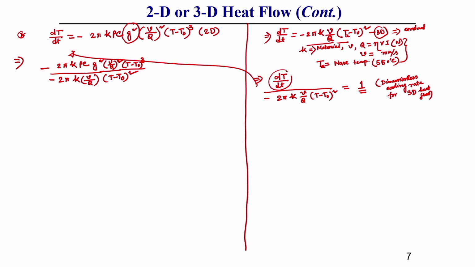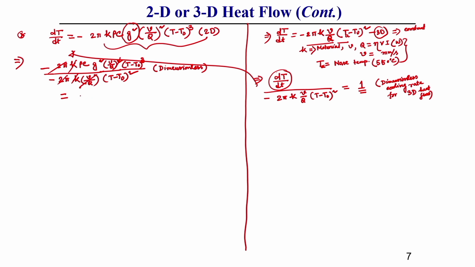That means, in this dT/dt, I put this 2-dimensional type of cooling rate, then we are getting a very interesting ratio. This is also dimensionless, this is also dimensionless, correct? You should keep this in mind. Now, I am just doing some calculation from here. We will get the 2 pi k cancel, and this v by q cancel.